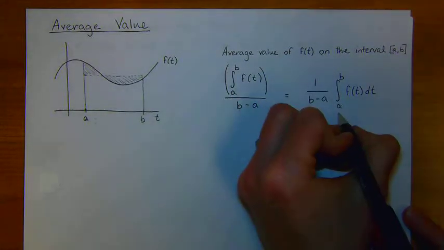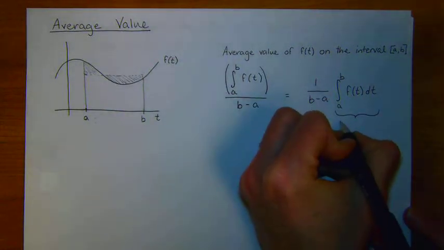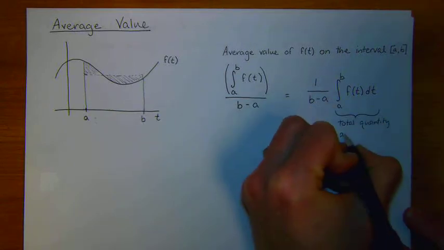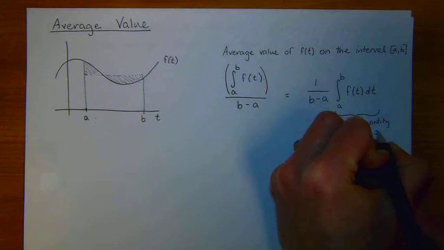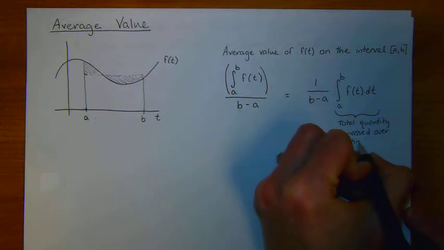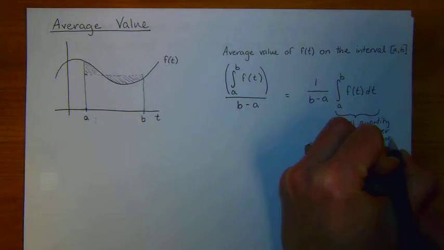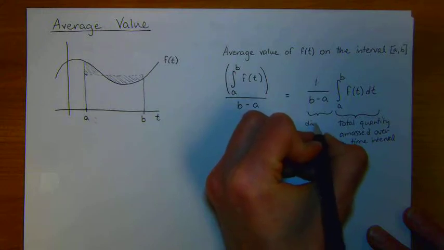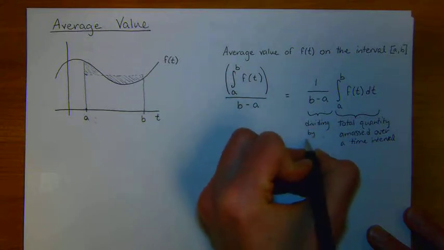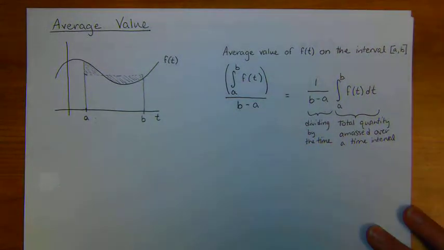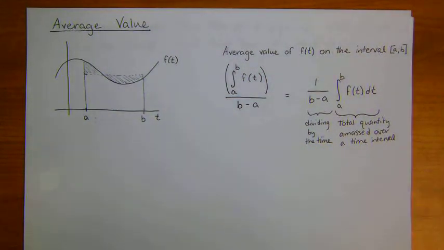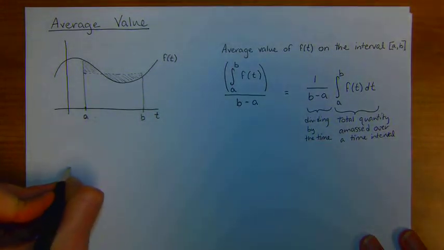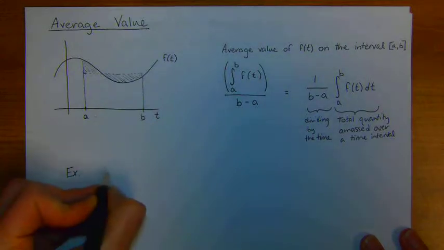And in my head, I'm thinking that this integral represents the total quantity amassed over some time interval, and this 1 divided by b minus a, I'm dividing by the time. Typically, when talking about average values, we do this in a contextualized situation, so for a specific quantity over a specific time. One example that you can think about is that of a velocity.